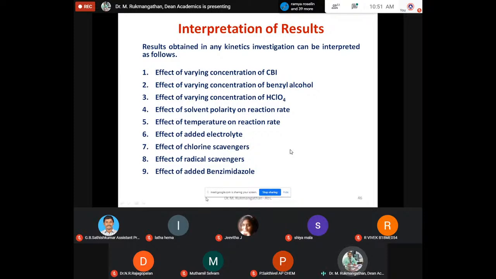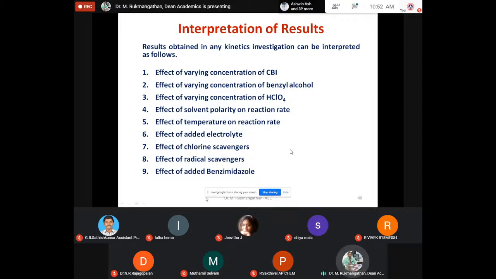We have used the oxidizing agent, that is the oxidant CBI. So we have to find out whether the reaction rate depends upon the concentration of CBI or not. When we alter the concentration of CBI, what will happen to the reaction rate? Whether it will decrease or increase, we have to find out. Similarly, the substrate we have used is benzyl alcohol as the parent compound. When we alter the concentration of benzyl alcohol, what will happen to the reaction rate? That study we have to discuss.